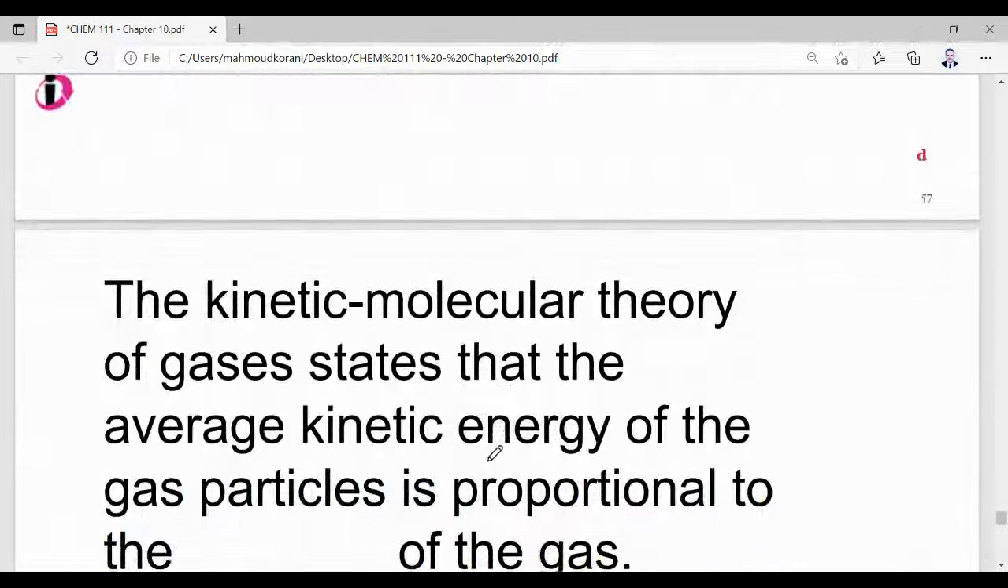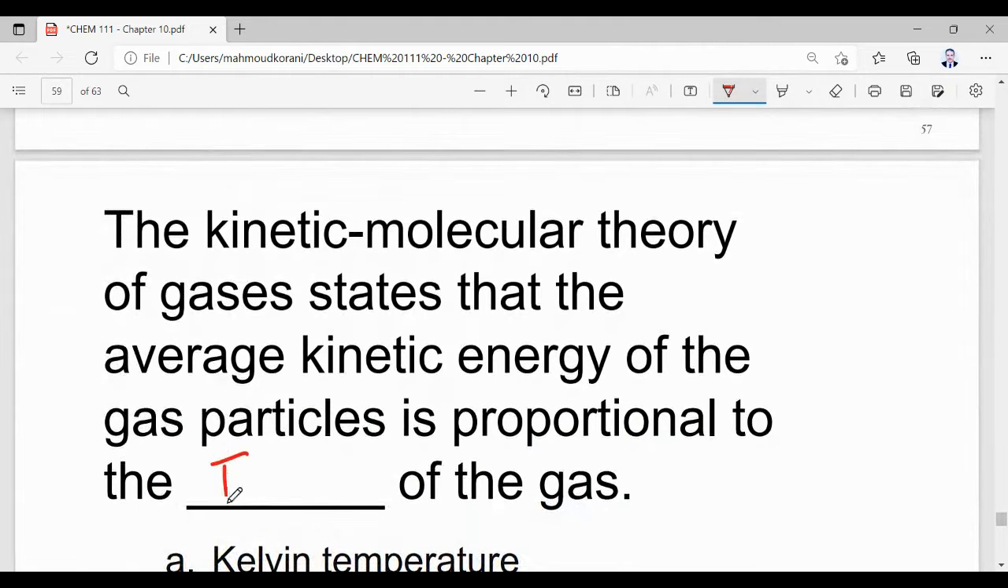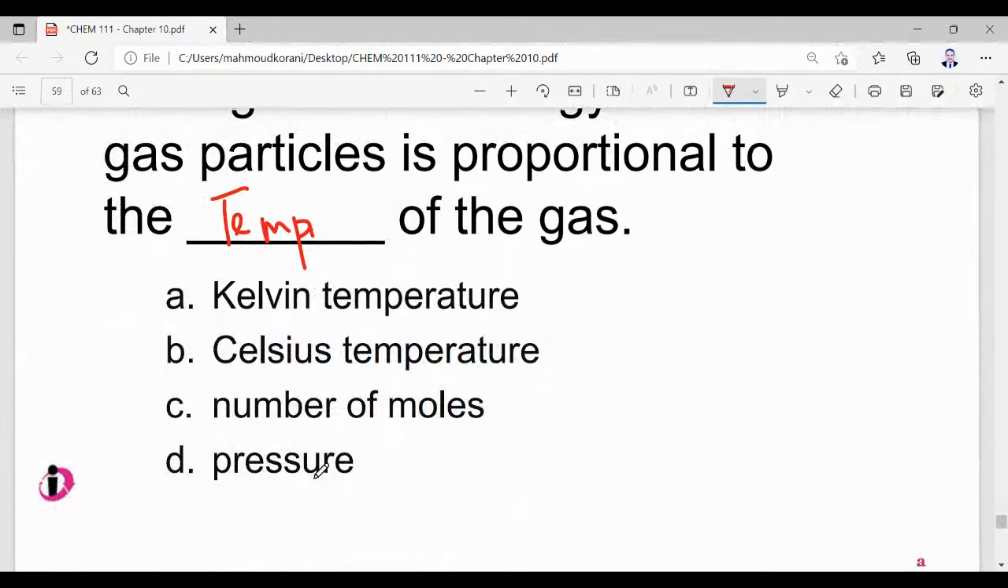The kinetic molecular theory of gas states that the average kinetic energy of the gas particles is proportional to temperature. The temperature in Kelvin should be that one, by the way. This one is wrong.